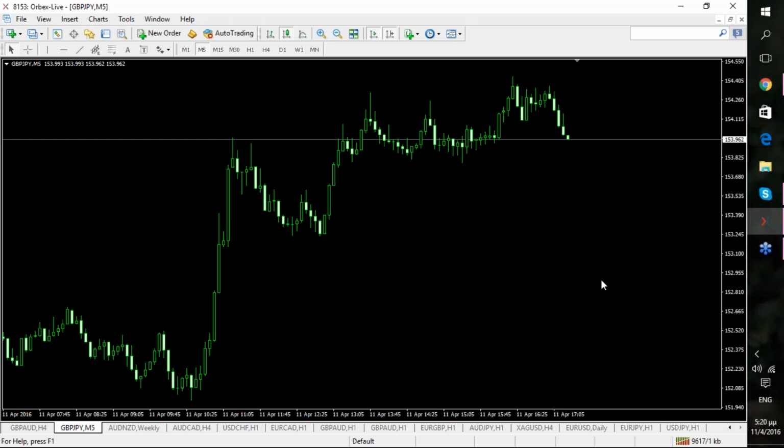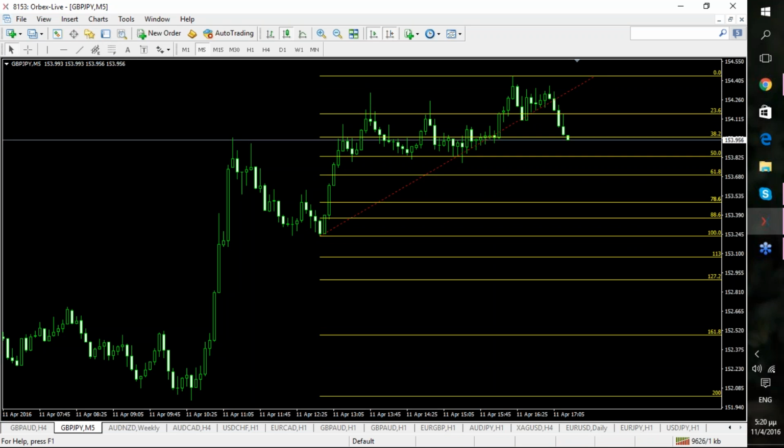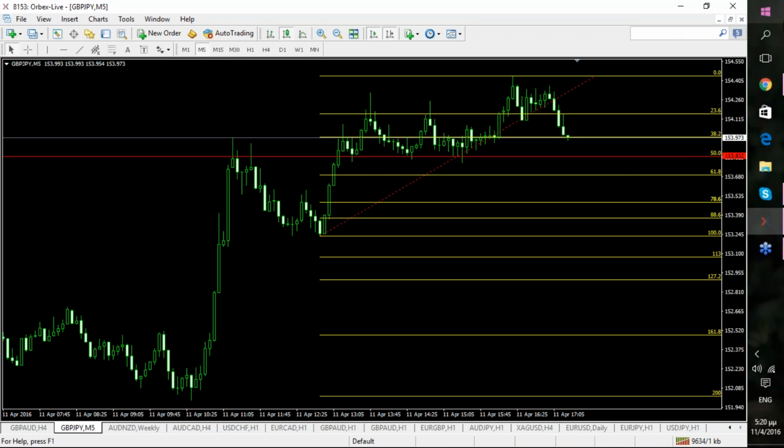Okay, let me see. If you pull that one up here, this is a short-term support there, based on the 5 minute chart, 153.83.